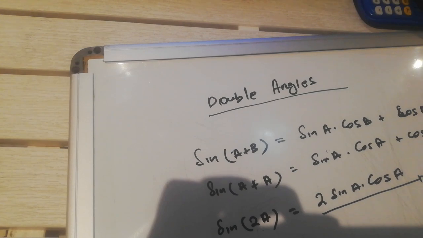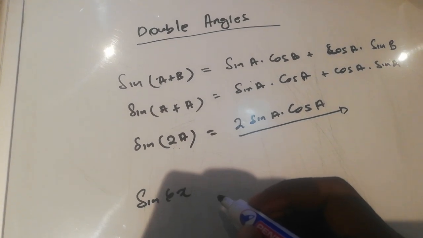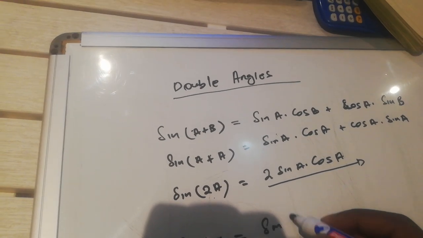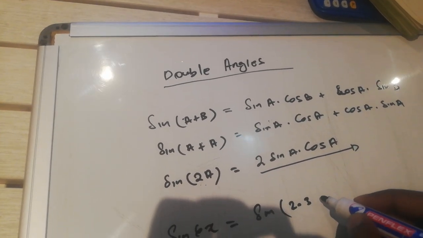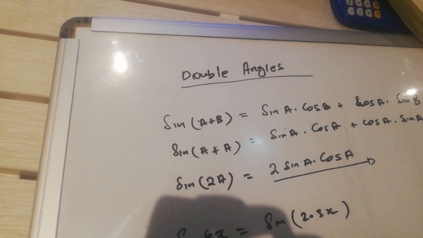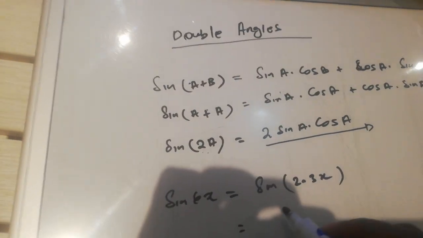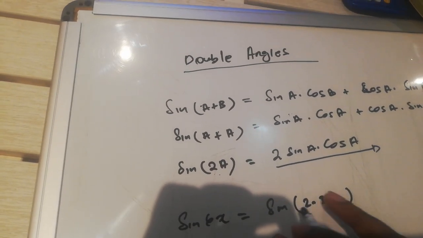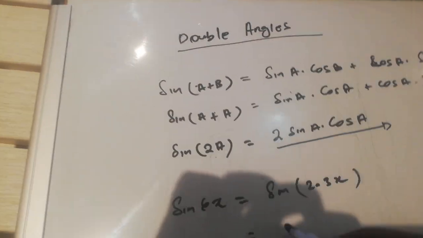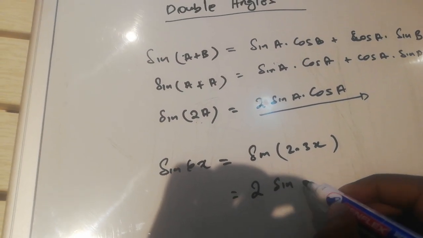So if we have sine 6x, it can also be written as sine 2 times 3x. Because we know that if we have a 2 here, it can be written as an identity, meaning we can write it in this form, where we're going to have a 2 outside. Here's our 2 outside. And then we have our sine.